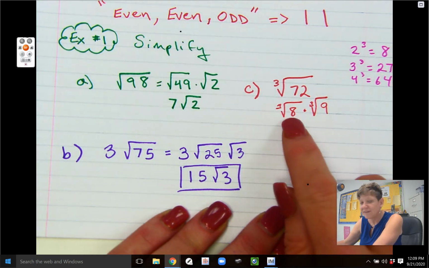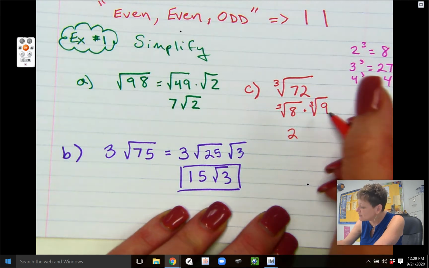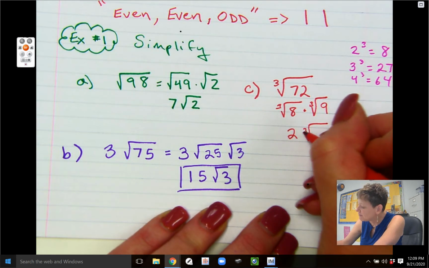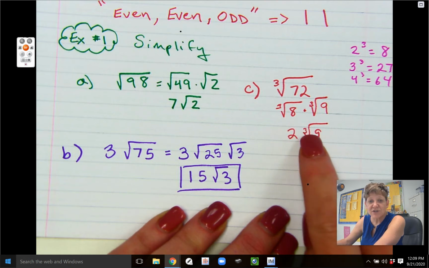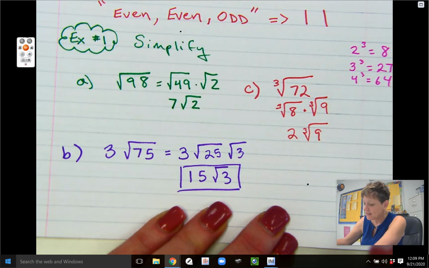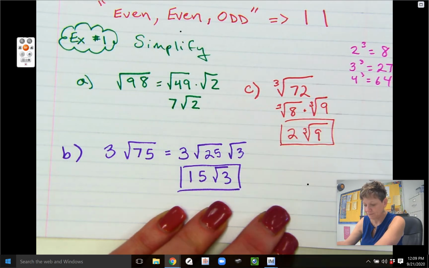And the cube root of 8 is 2. And so my answer is 2 cube root of 9. Now 9 is a perfect square, but this isn't an index of 2. This is an index of 3. So we cannot simplify that any further, and that is our answer.